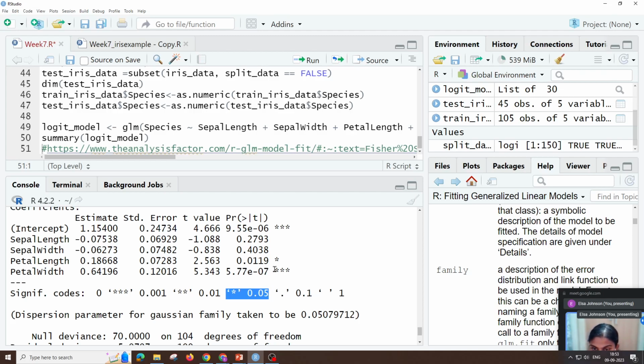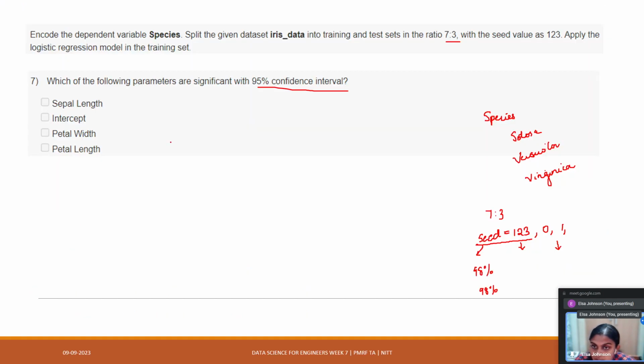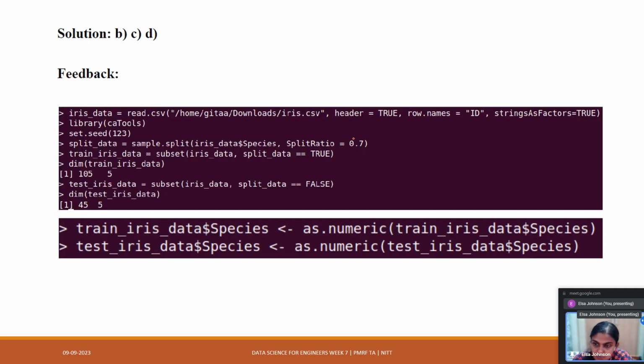Here you can see petal width and the intercept are given with three significance codes. You don't have to see that. Petal length has 0.05. So with that particular significance, petal length and petal width are available. You can see that with a 95% confidence interval, those are the two variables available. Here you can see how to convert it to the available thing.